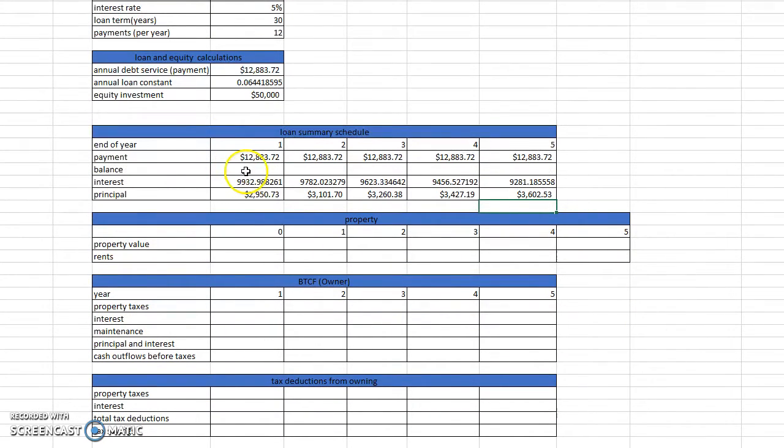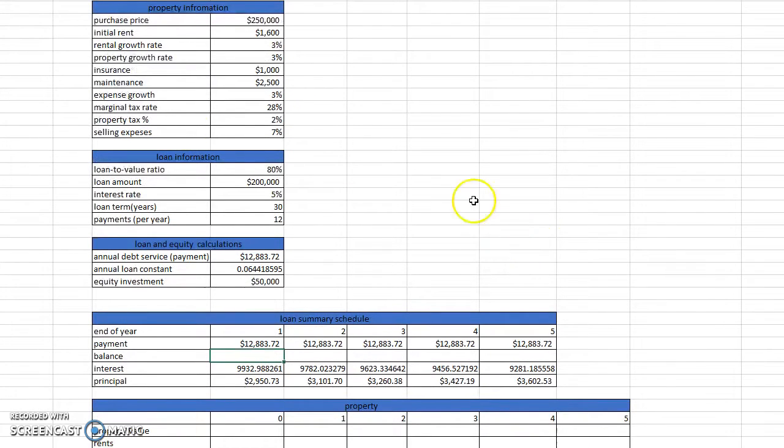Then we can do our balance, which will be our principal 1, and then for the second balance, well, then our second balance will be equal to balance 1 minus principal 2.